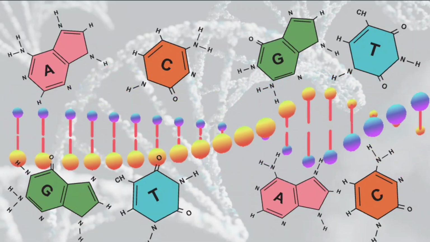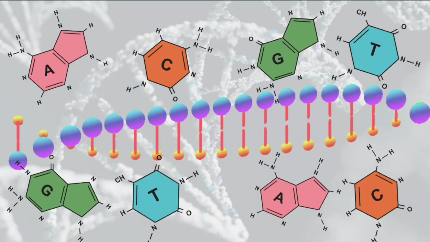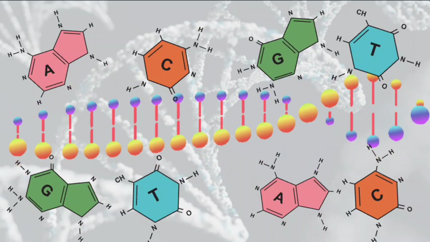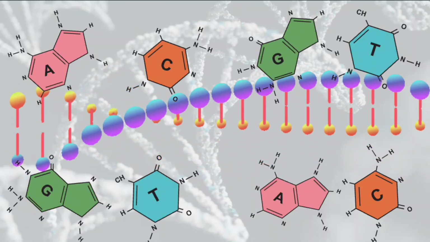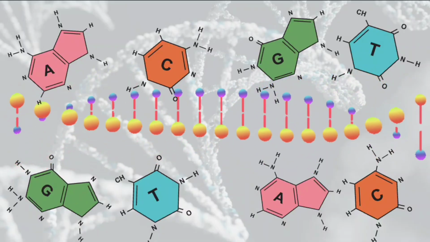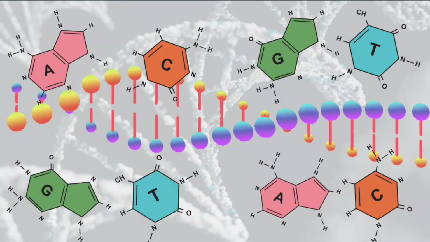But when a cell divides, each daughter cell needs an identical copy of the information. That's why DNA replication is so crucial. It ensures that genetic instructions are faithfully passed on.